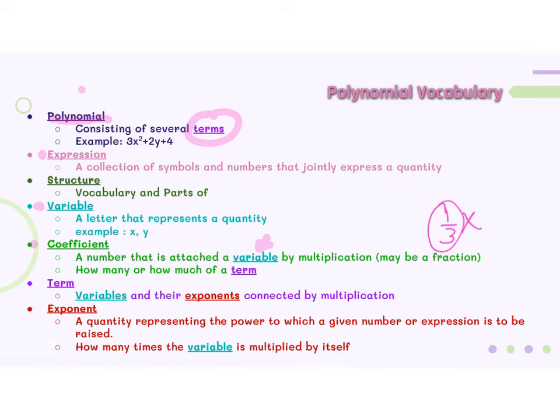A term is variables and their exponents connected by multiplication. An exponent is a quantity representing the power to which a given number or expression is to be raised. Another way to explain it is how many times the variable is multiplied by itself. So x times x is x squared. x times x times x is x to the third.